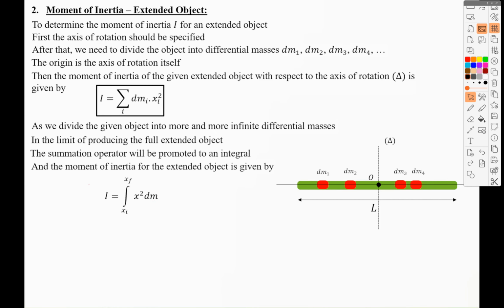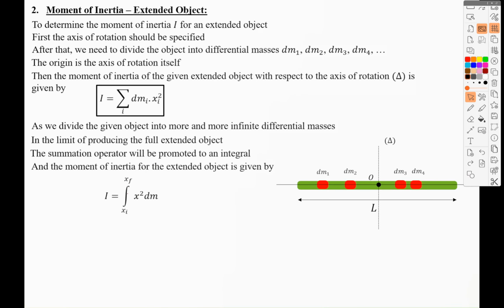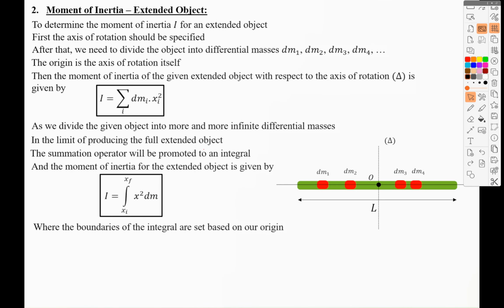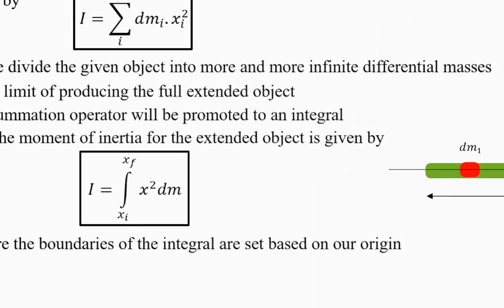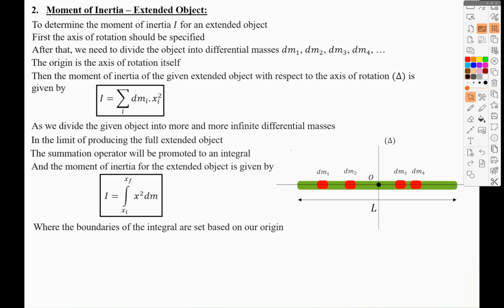Now here, notice two things. We have two mixed variables, x on one hand and the mass on the other hand. So in order to integrate this fully, the integral should be unified in terms of either the variable x or the variable m, where the boundaries of the integral are set based on our origin. So these might be positive and might be negative. In this case, if this is L and this is our origin, the integral would be from minus L over 2 to L over 2.